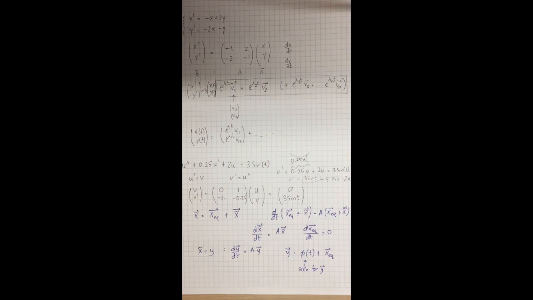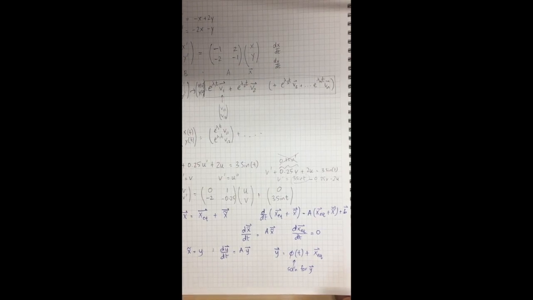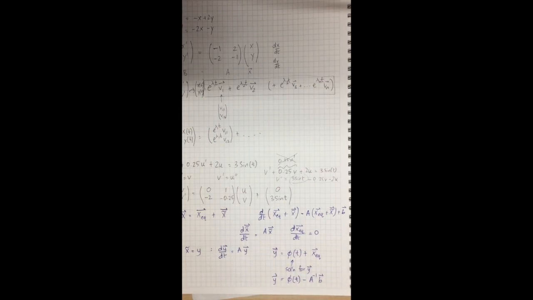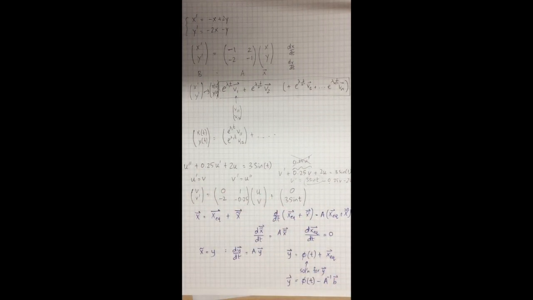So what is x equilibrium now? X equilibrium is just going to be A inverse B. So my answer would be phi of t minus A inverse times B vector. That would be my y. So this is how we change the equation around to make it homogeneous, and then we are going to solve it. I'll see you in the next video.